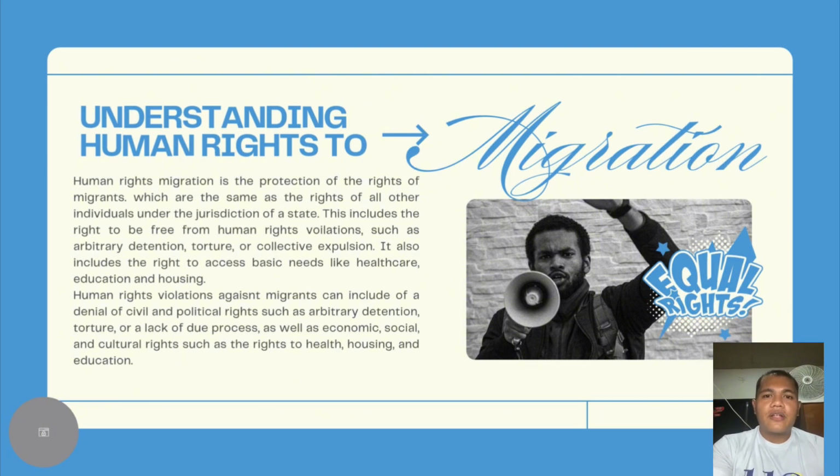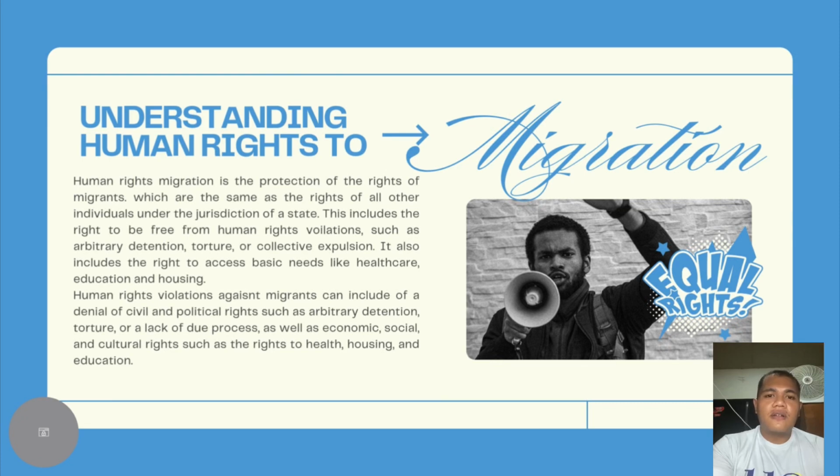Human rights violations against migrants can include a denial of civil and political rights such as arbitrary detention, torture, or a lack of due process, as well as economic, social, and cultural rights such as health, housing, and education.